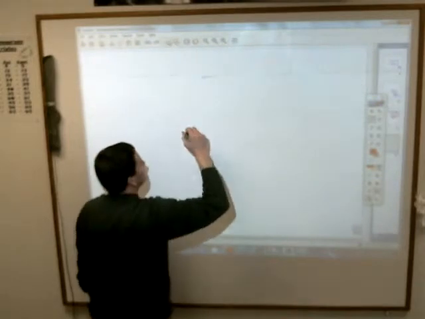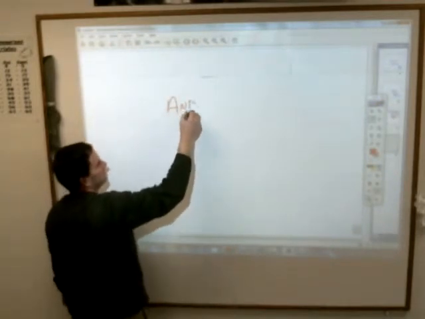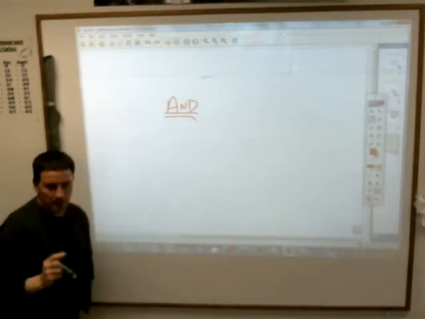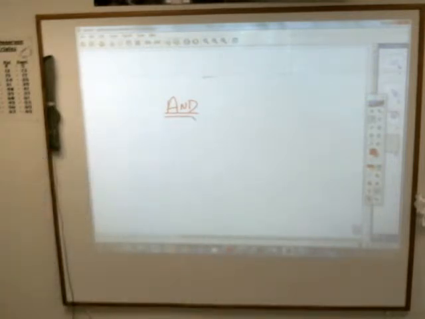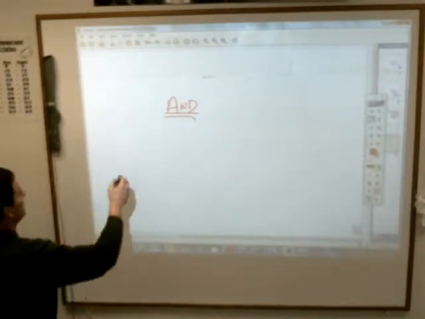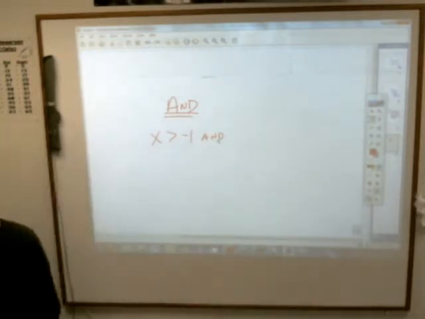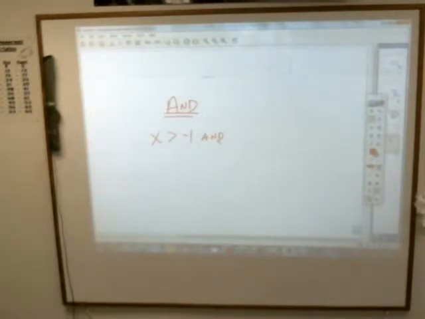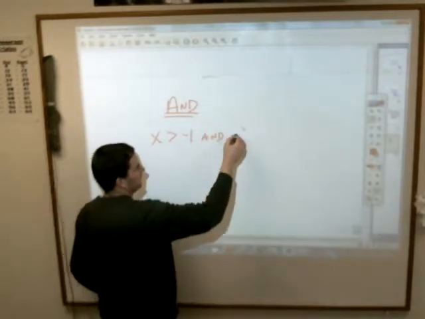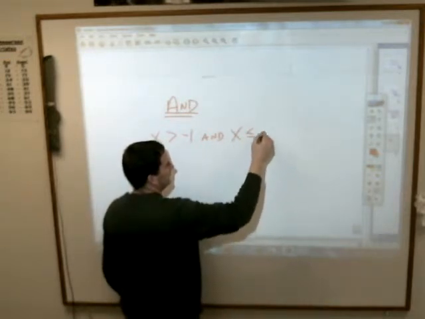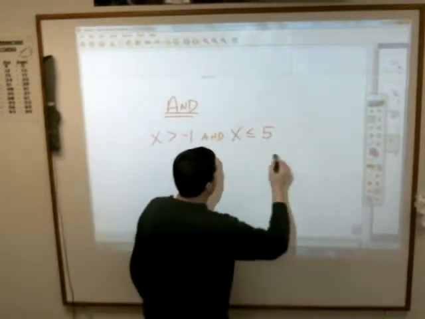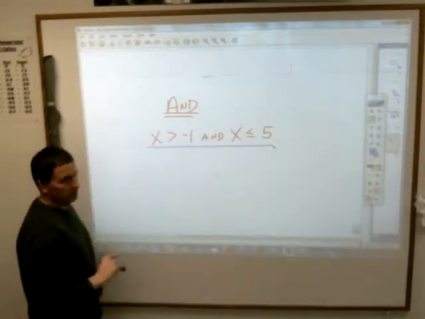Now, the "and" one, I thought it was going to work well. Rather than writing the "and" one like that, you can put the "and" ones together. If I said x is greater than -1 and x is less than or equal to 5, you can write this without the word "and" like this.